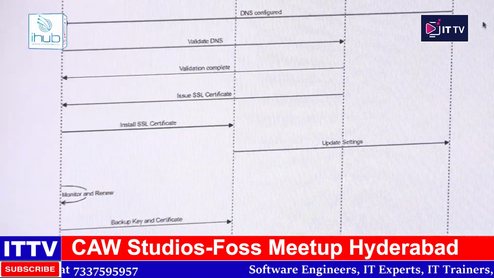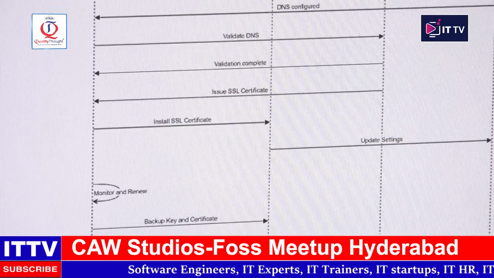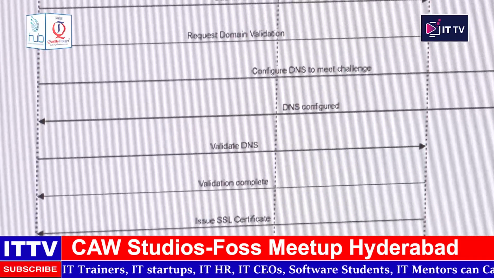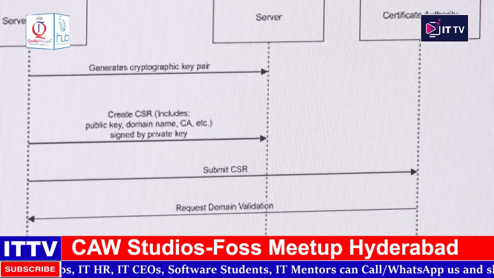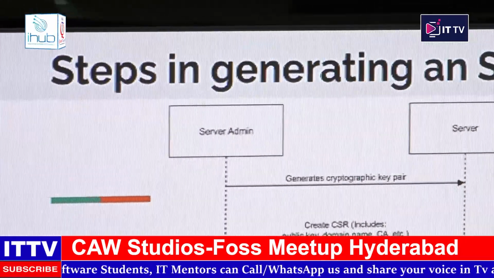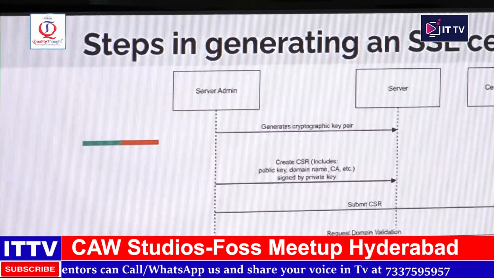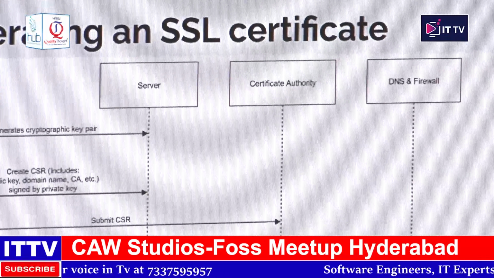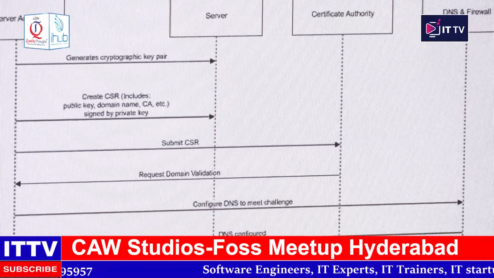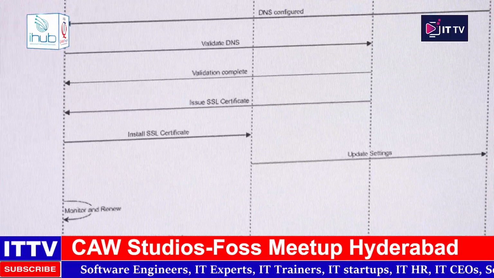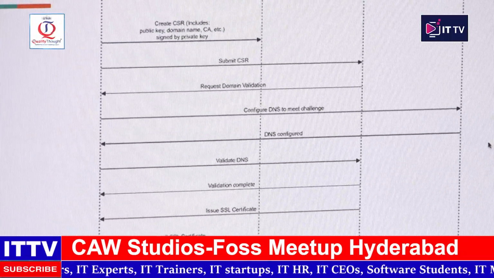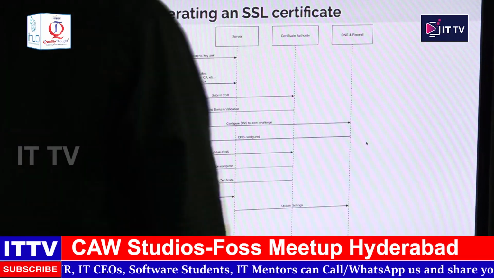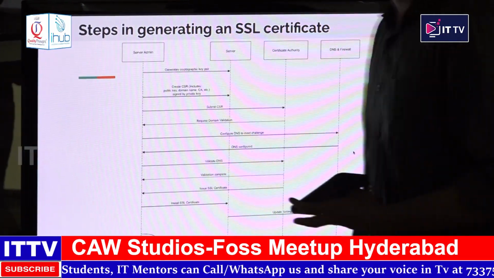What we are going to discuss here is the in-detail steps of what is involved when generating an SSL certificate. In this sequence diagram, we can see that there are around 4 actors. The first is the server admin, let's call it me, and the server, maybe my laptop. Then there is a certificate authority, and then there is my DNS server, or a file. These are the steps which I will talk about one by one in order to explain how you get or generate a new SSL certificate which you can use.